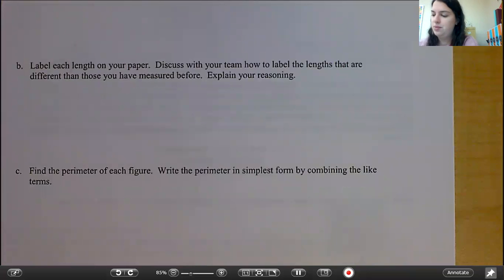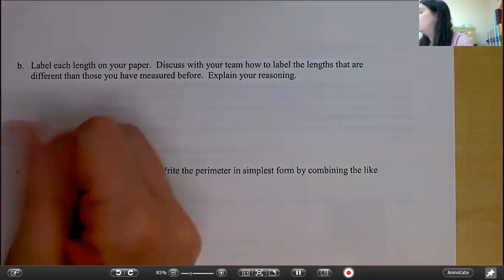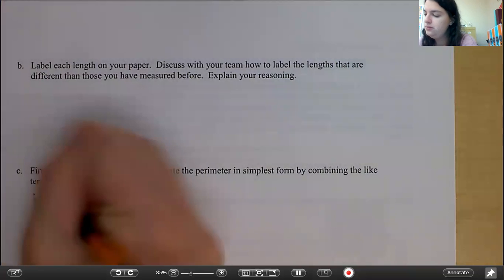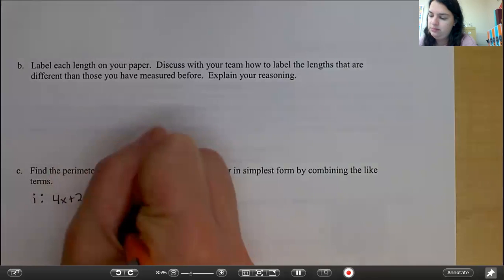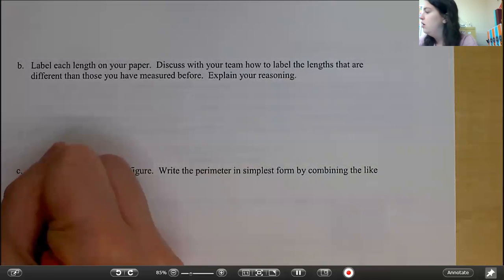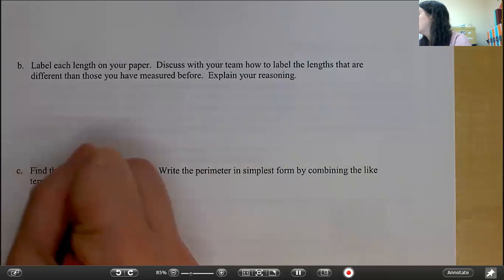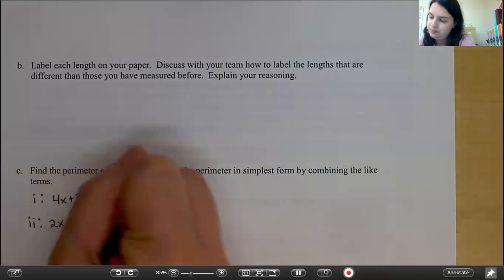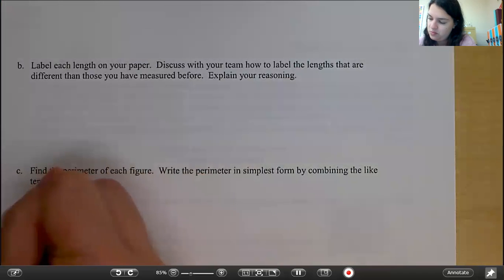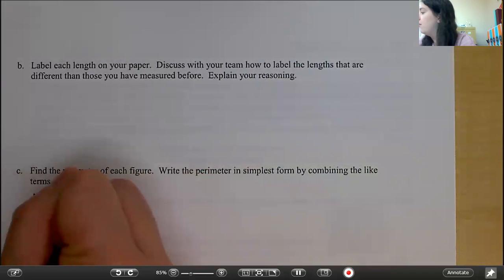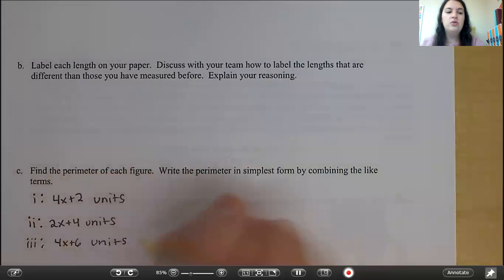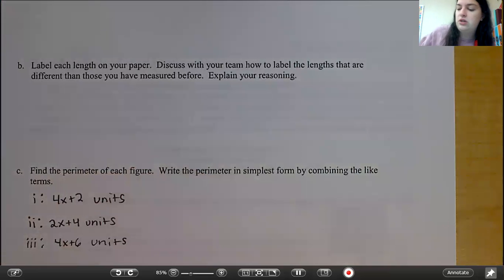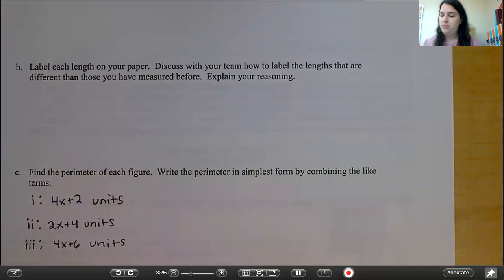Okay, if you're back with me, you've done the perimeters. The perimeter for 1 is 4x plus 2 units. Perimeter for 2 is 2x plus 4 units. Perimeter for 3 is 4x plus 6 units. And those are in simplest form. If you did not get those, we will discuss those in class. But for the future questions, make sure you are using the perimeters that I have given you. Okay?